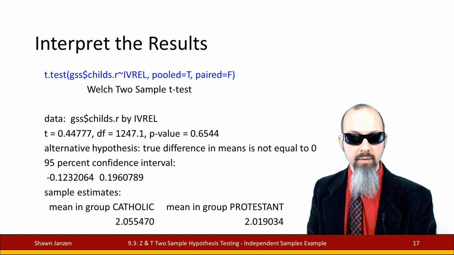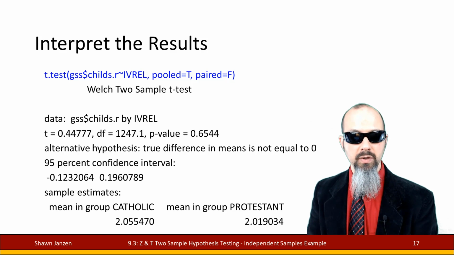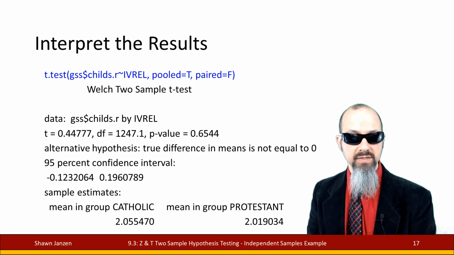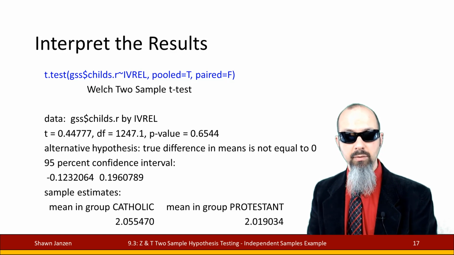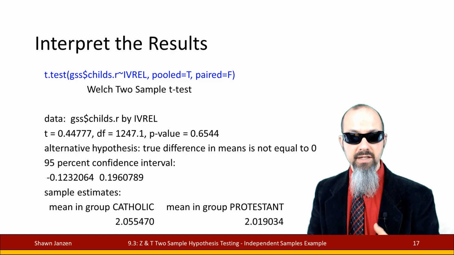Now when I want to go ahead and plug these in with my new ivrel, it's a much shorter code version. I just run a t-test, GSS $ my recoded child's variable, tilde my ivrel variable, comma pooled equals true, comma paired equals false. And that's going to generate output for us.